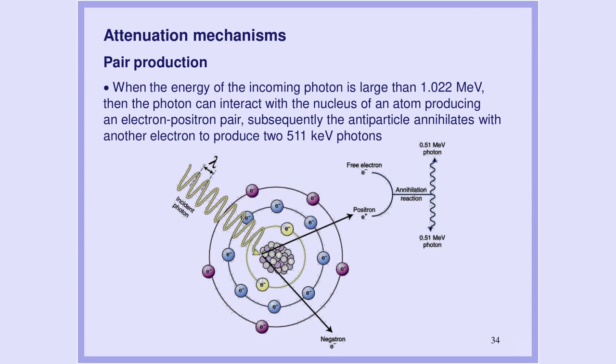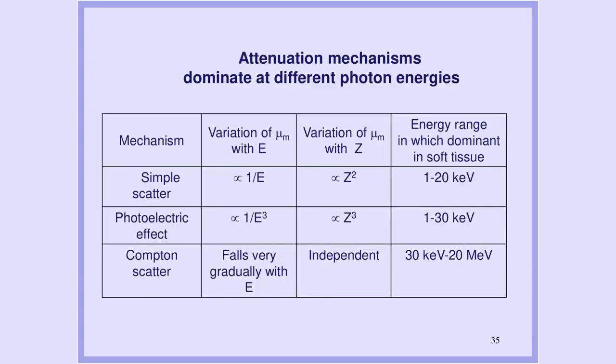This effect dominates at high energies and is only important in tissue above 5 mega-electron volts. Pair production. This is the fourth mechanism of the interaction of X-radiation with matter atoms. The list and the graphs illustrating the effects of X-radiation on matter are shown on the next slides.